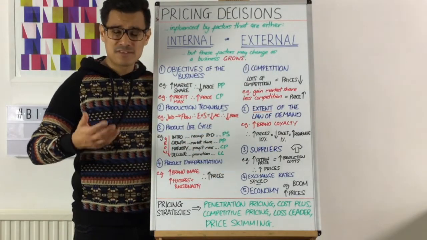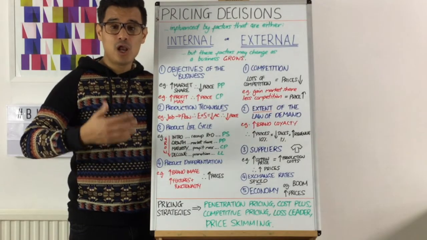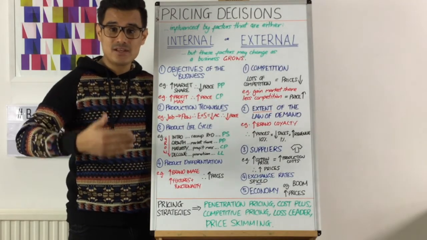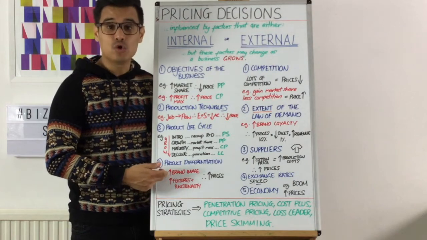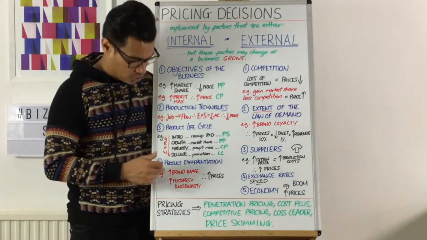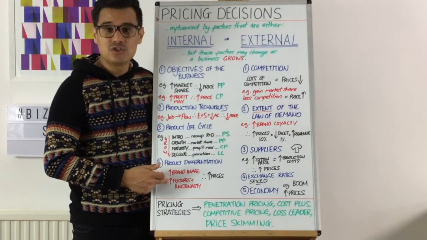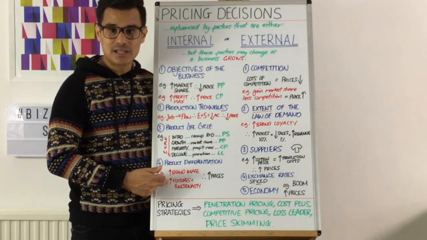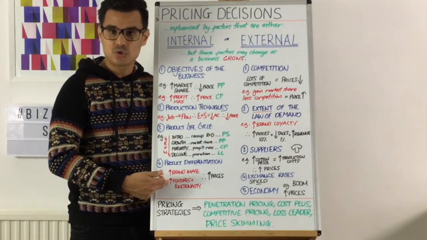Number four, product differentiation. So if you've put a lot of cash into trying to increase your brand image, or maybe you thought of a USP for your product, or maybe you've put cash into new features or new functionality for your products, your goods, or your services.